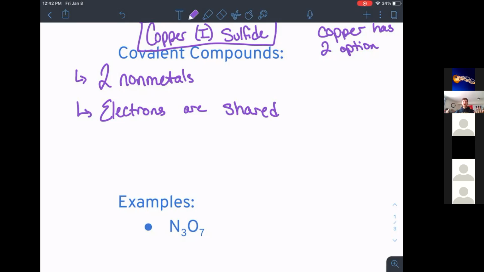Ionic, we have to worry about charges, and we're worrying about the transfer of those electrons, and it's metals and nonmetals. Covalent, it's all nonmetal, so it's all just the right side of the periodic table, and it's only sharing electrons, so they're creating those bonds by sharing their electrons. Each one is holding on to both.